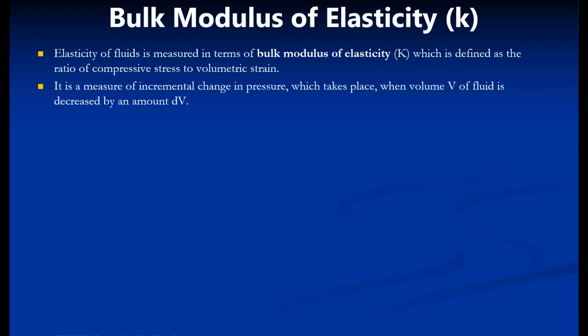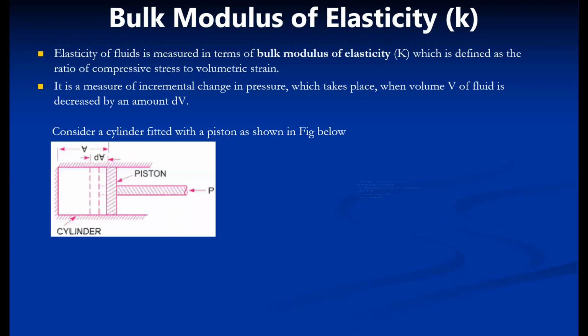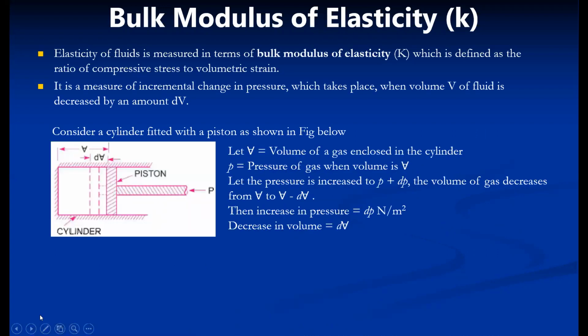It can be defined as a measure of incremental change in pressure, which takes place when volume V of the fluid is decreased by an amount dV. So for that, consider a cylinder fitted with a piston as shown in the figure. In this case, V is the volume of the gas enclosed in the cylinder, and P is the pressure of the gas when the volume is V.